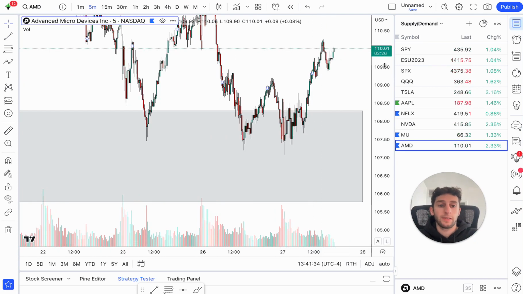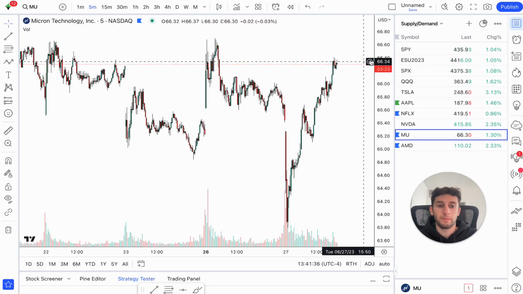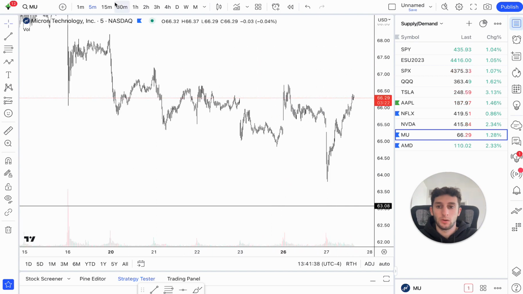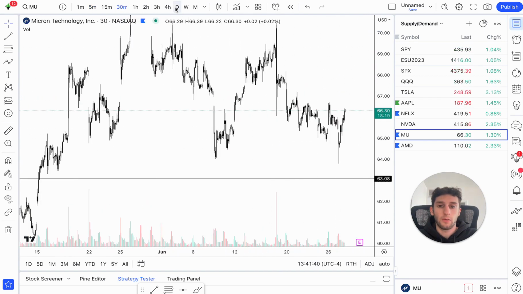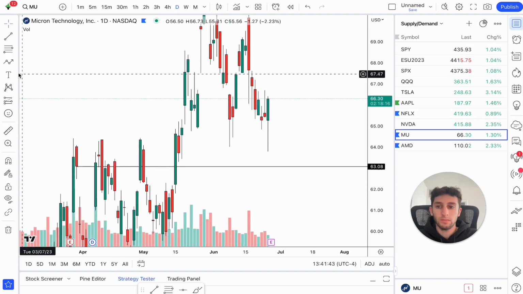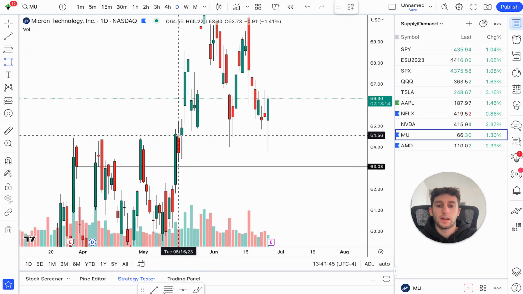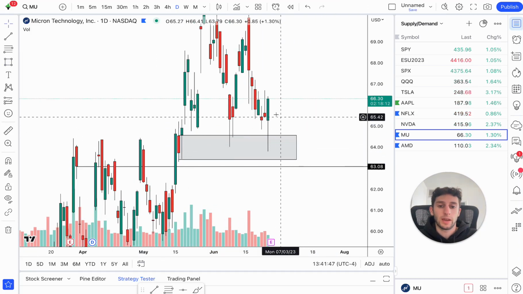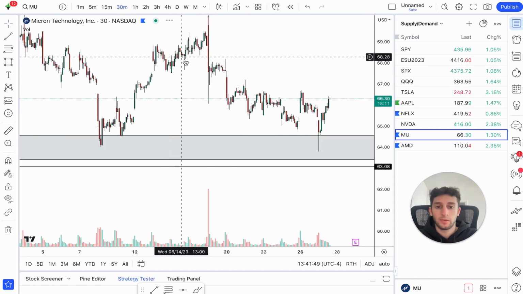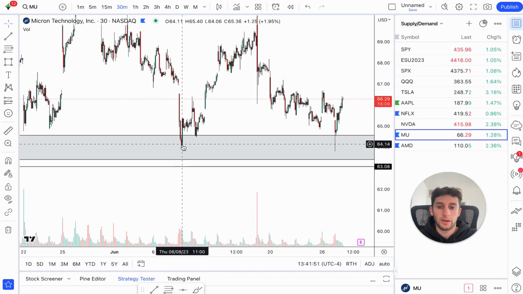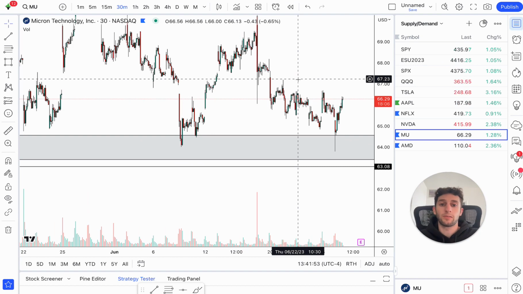The same exact thing is on MU, okay? I can show you this. So this is where you can go to a higher time frame. Now, if we go to a daily, you can see we have this demand zone here. Now, this is not the best demand zone to use, okay? Because this demand zone has already been tested, right? So we came down in here, already reversed. It's not a fresh demand zone. But just for the example of showing you volume, I'm going to use this, okay?